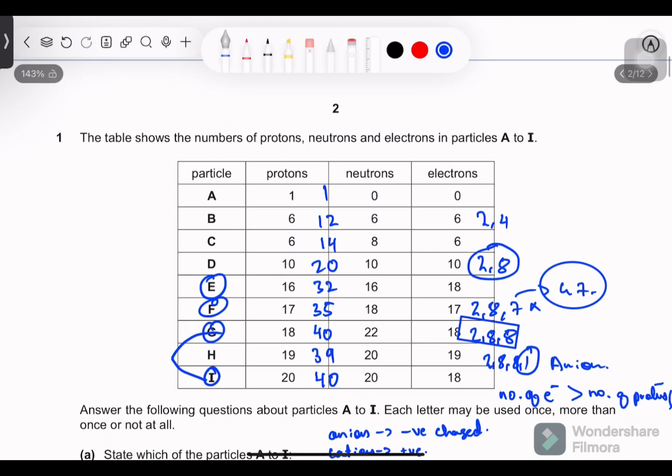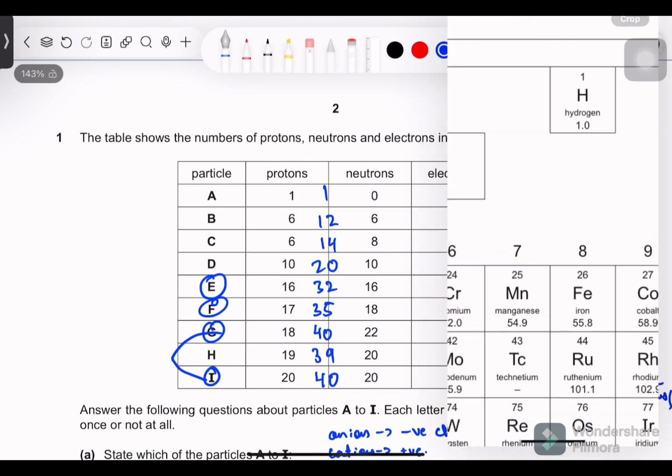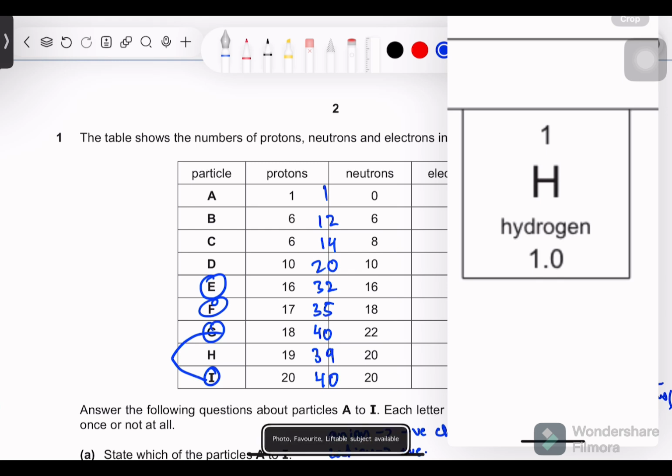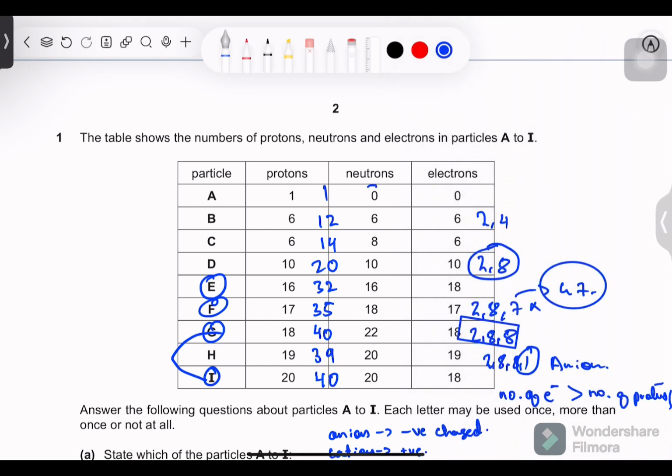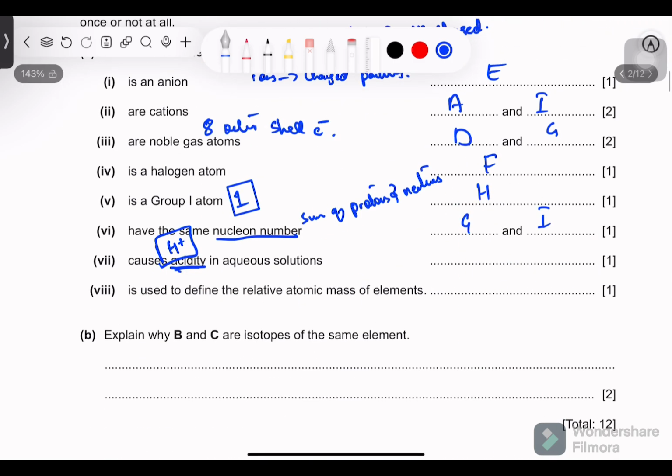So hydrogen, if you look at the periodic table, what is hydrogen like? Hydrogen has only one proton and one electron. It does not have a neutron. So the neutron being 0, this can only be hydrogen. Now why does it have no electrons? Because it is H plus ion, so it has lost electrons. So A is the correct answer.